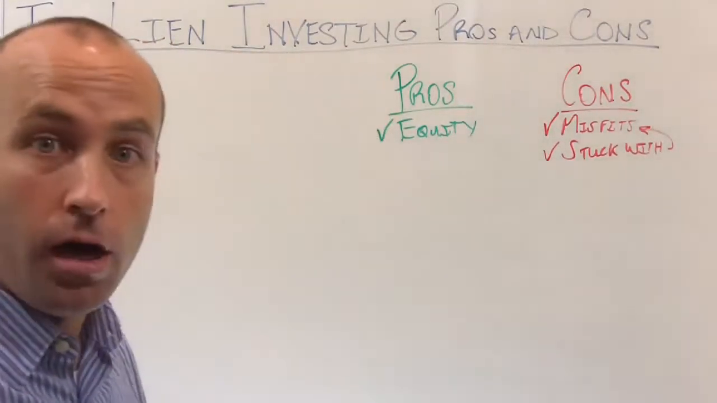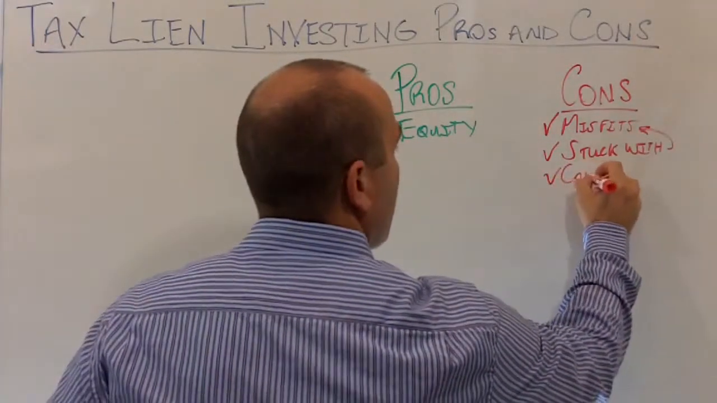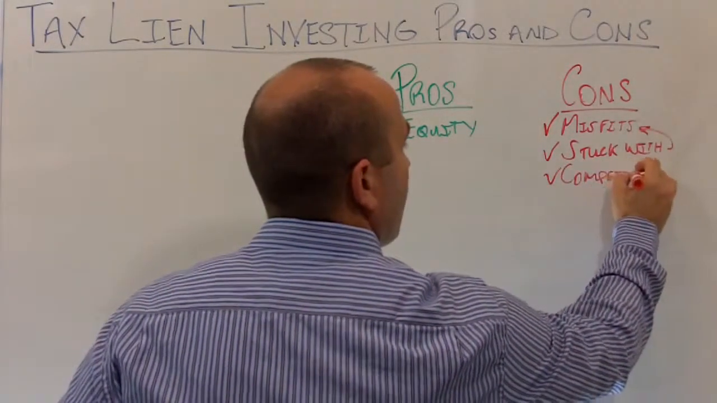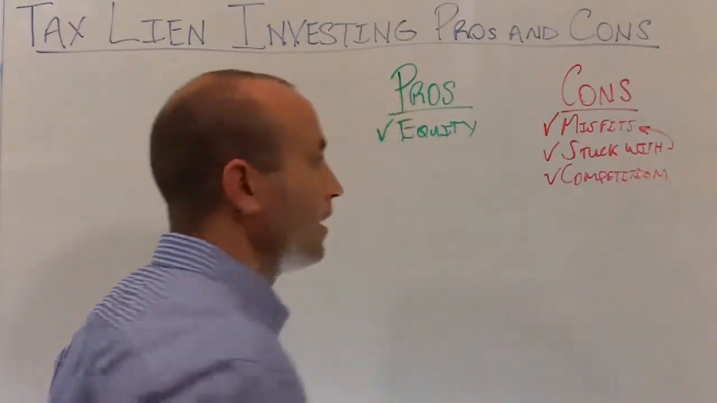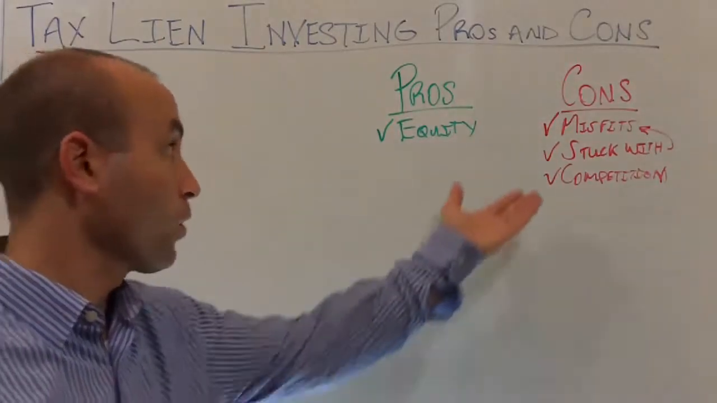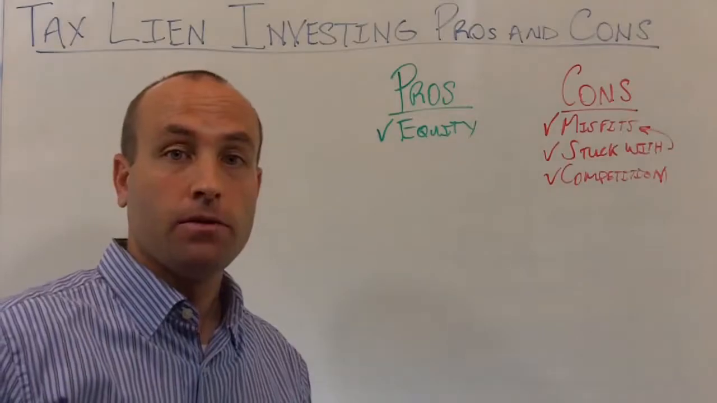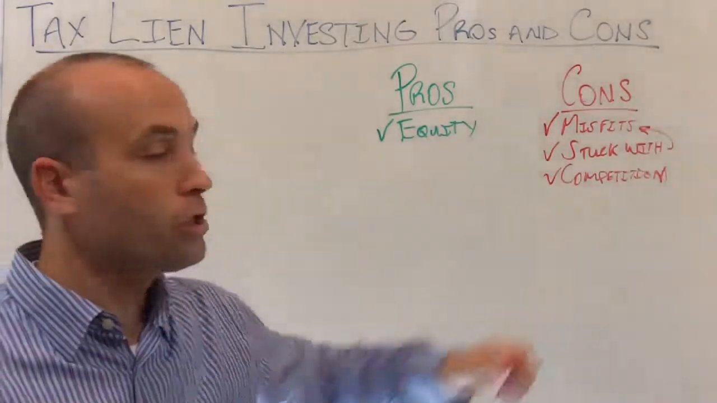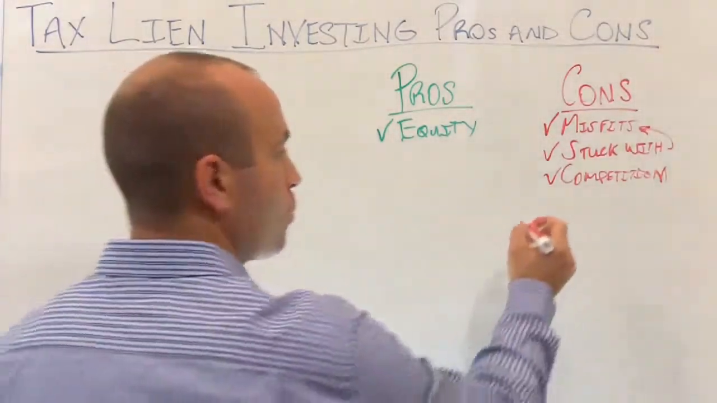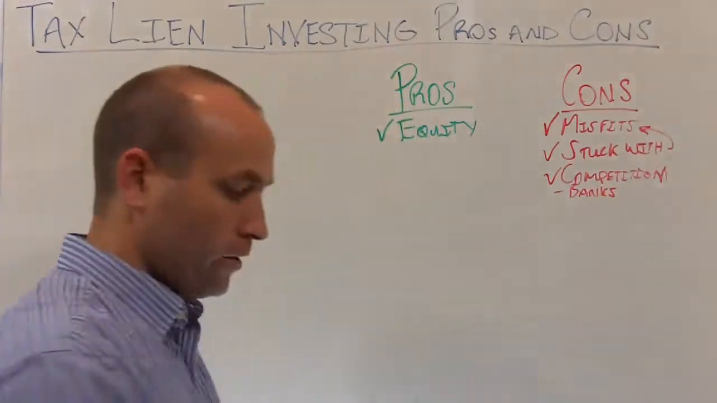Another potential con of this is going to be competition. Obviously, if it's such a good idea, everybody's going to do it. Well, this requires some real money. You've got to have some money if you're going to buy tax liens. So the competition is typically banks, like local banks, and hedge funds. And here's what they do.